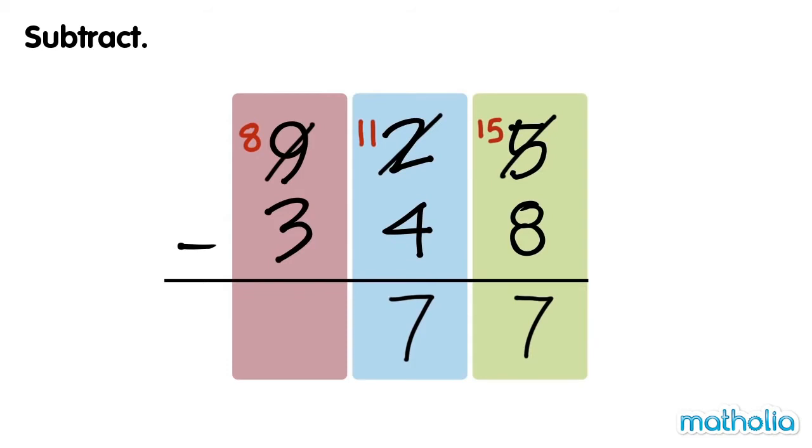Finally, we subtract the hundreds. 8 hundreds minus 3 hundreds equals 5 hundreds. So, 925 minus 348 equals 577.